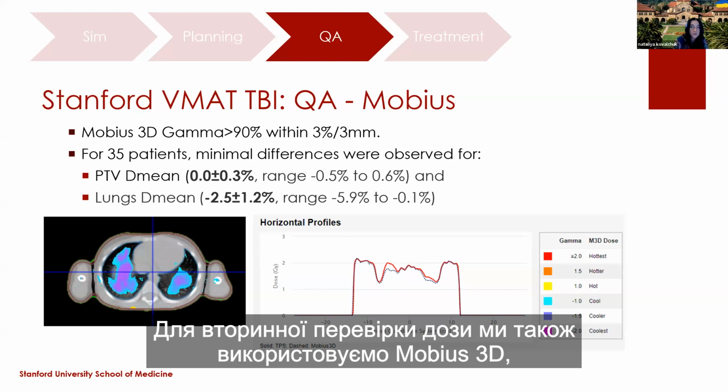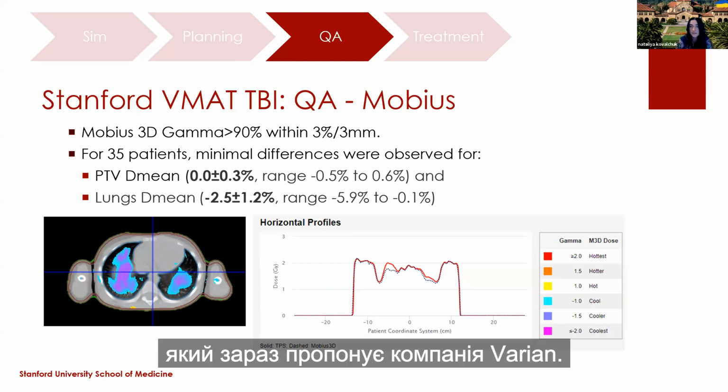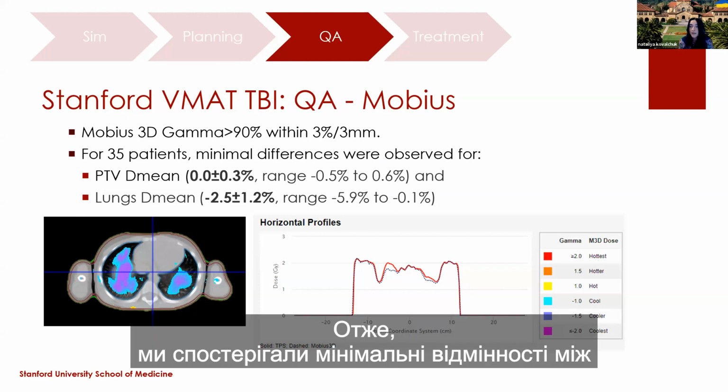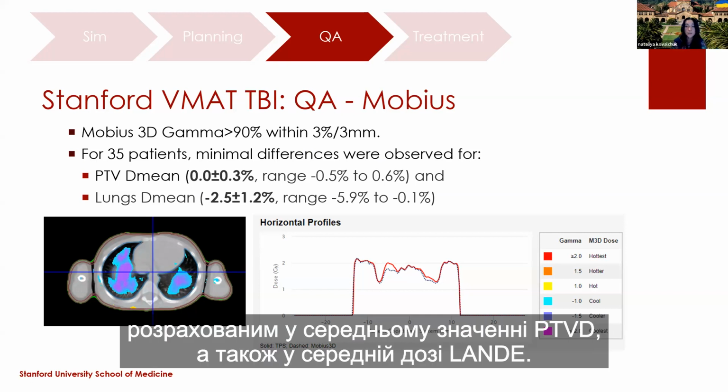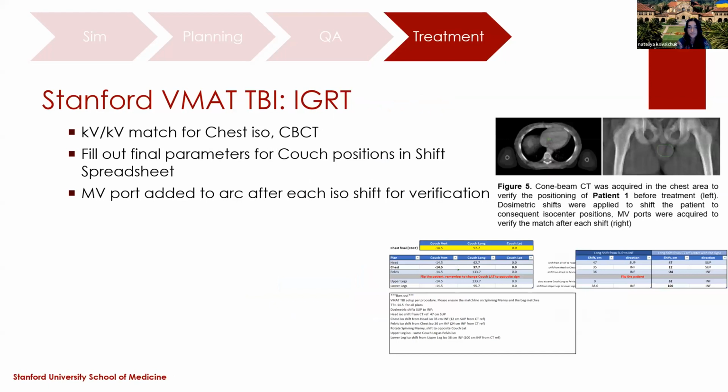For the secondary dose verification, we also do the Mobius 3D that is now offered by Varian. So we observe minimal differences between the Mobius collapsed cone convolution algorithm and Eclipse AAA calculated PTV D mean and also lung D mean dose.